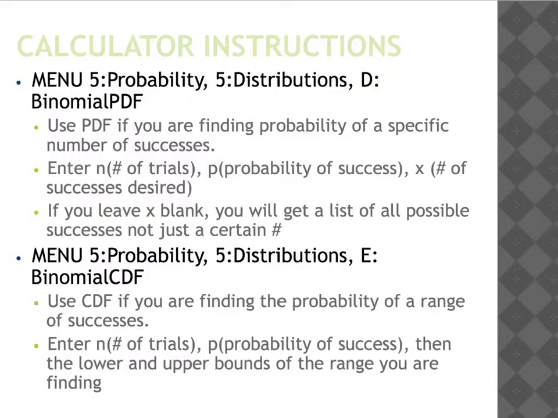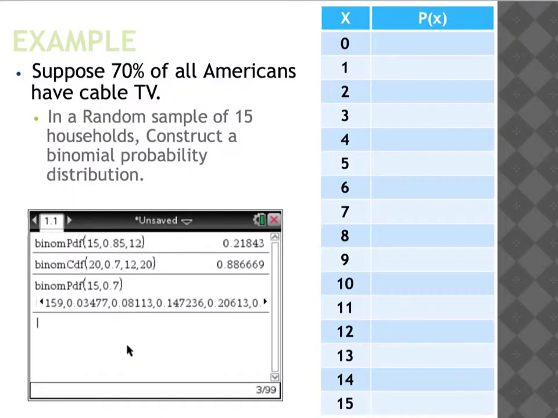The binomial CDF distribution is used if you want a range. For example, you want to know the probability of getting 7 to 10 successes, or less than 8, or more than 5, etc. For the first series of examples, we're going to be looking at the same situation, suppose 70% of all Americans have cable TV, and we're going to be looking in a random sample of 15 households every time.